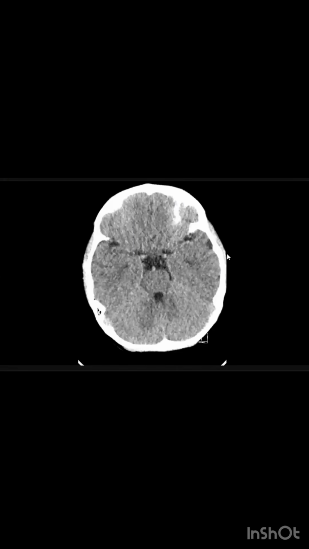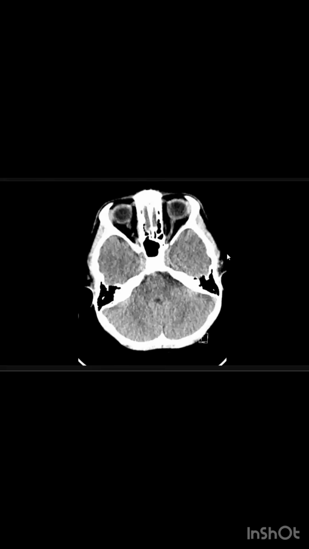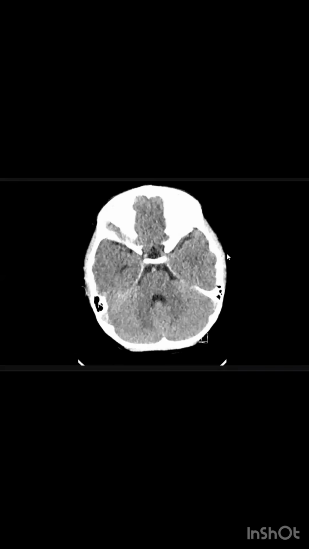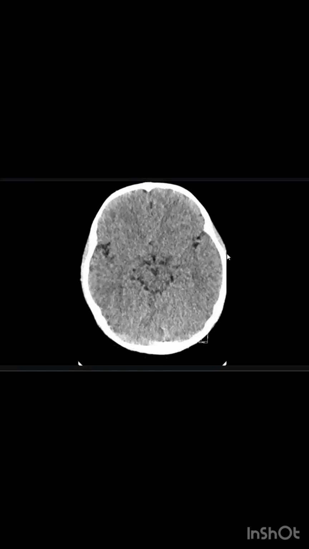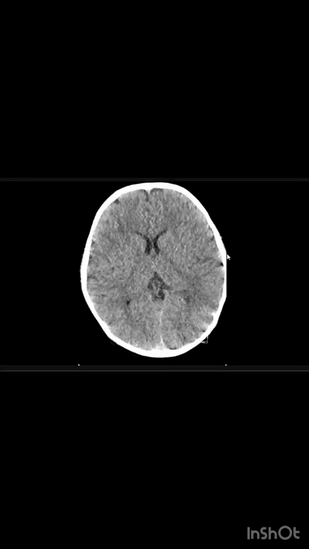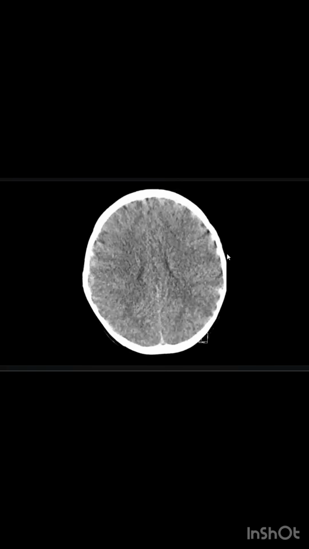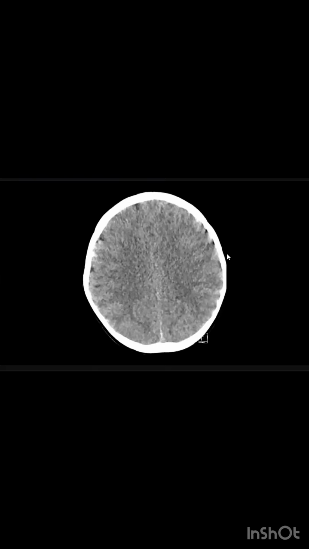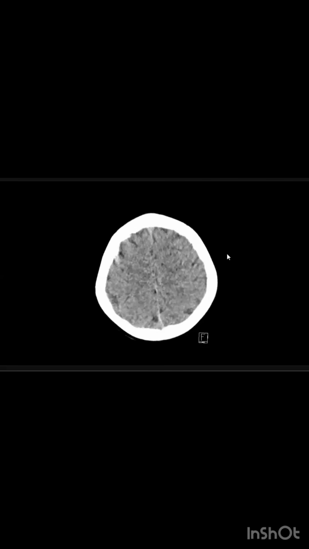Tell me your check areas while you are scrolling, please. From the beginning, both orbits appear normal, and then I am looking at the suprasellar region and the posterior fossa. While I'm going down, I'm looking for the dural venous sinuses.